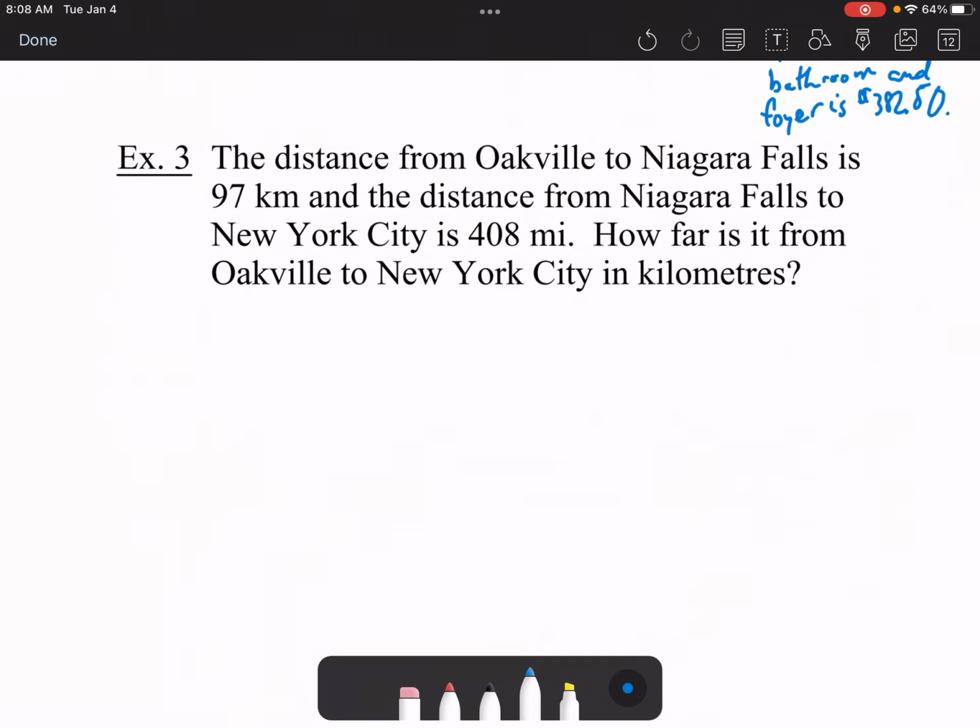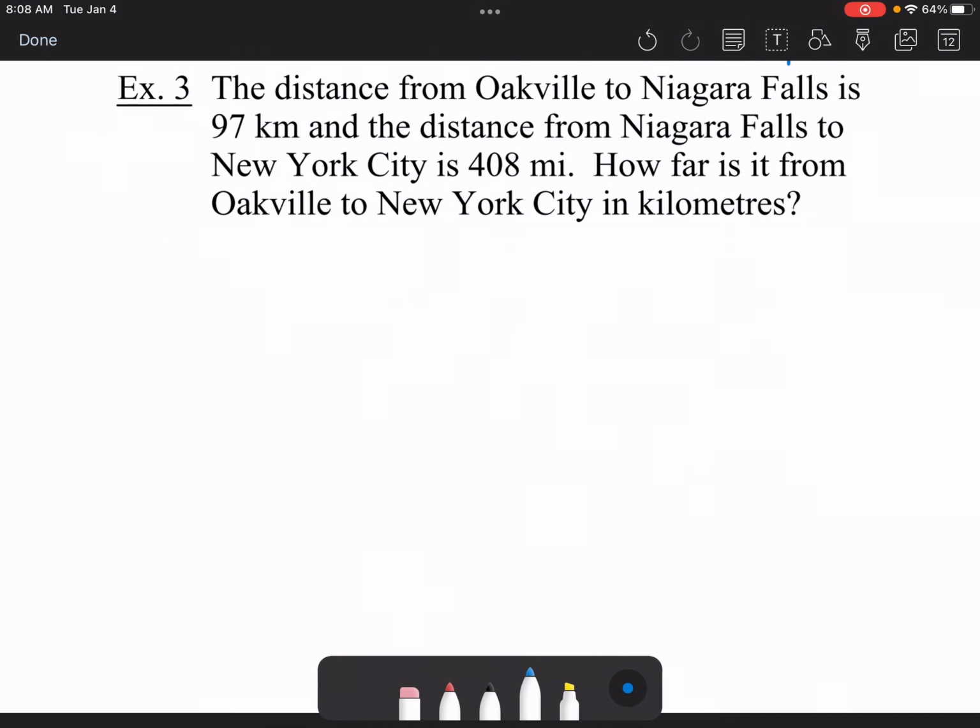Okay. Last but not least, last example that we'll take a look at here. Here we're going to want to change from imperial to metric or metric to imperial. So the distance from Oakville to Niagara Falls is 97 kilometers. And the distance from Niagara Falls to New York is 408 miles. That's what this symbol means. MI means miles. So how far is it from Oakville to New York City in kilometers?